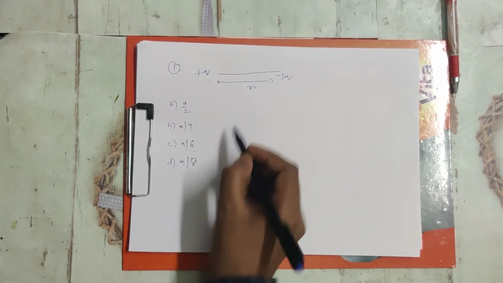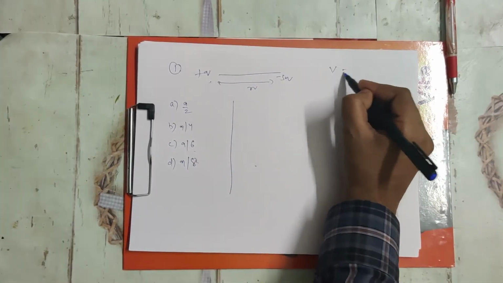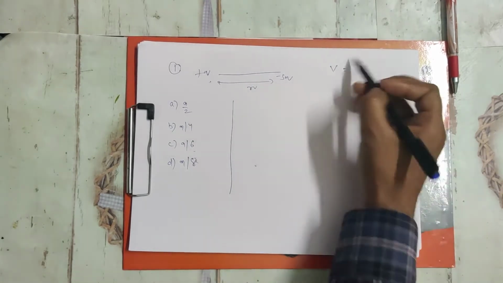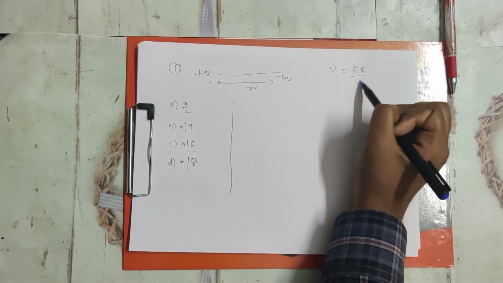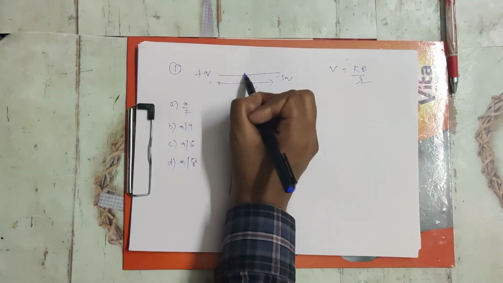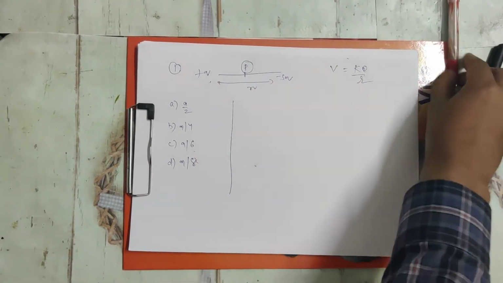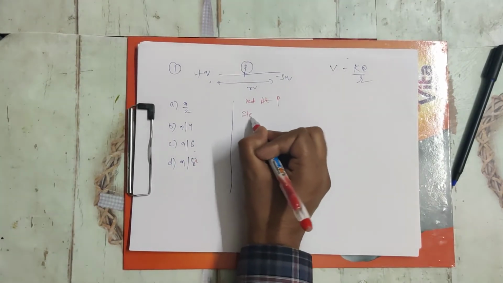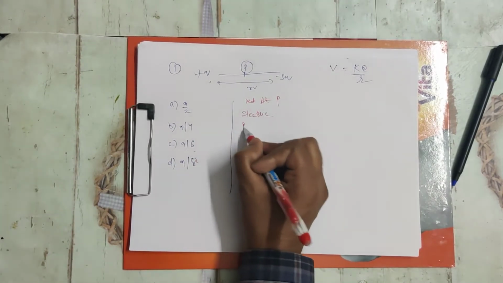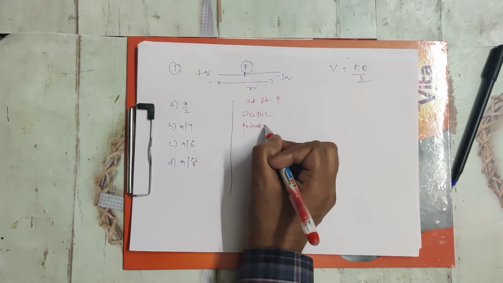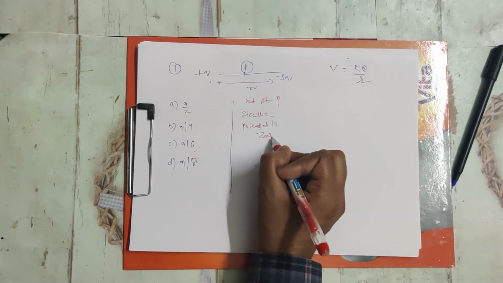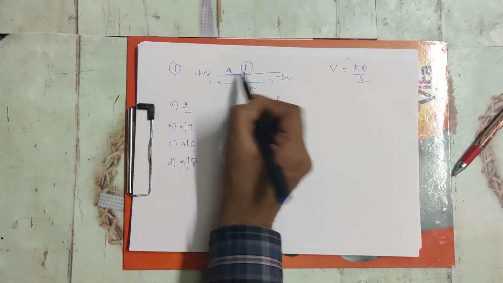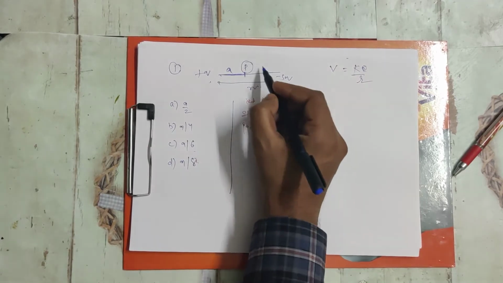I have given you the options: a by 2, a by 4, a by 6 and a by 8. What we have studied is that the electric potential due to any point charge would be V equals k into q divided by the distance from that point. For example, I take this point P, where the electric potential is 0.